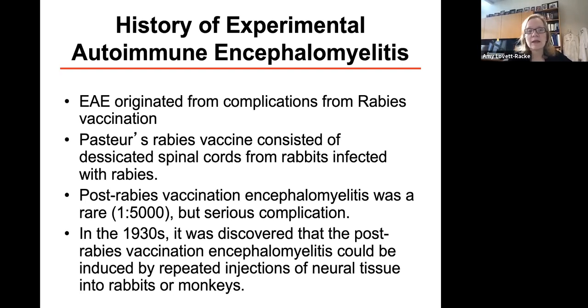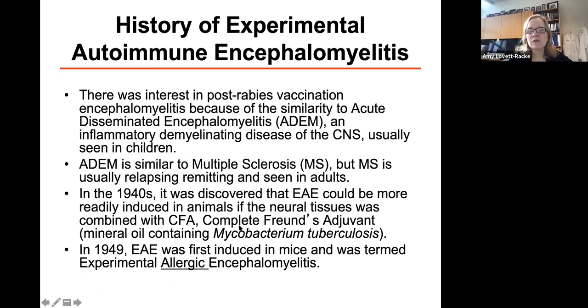So, a physician in the early 1930s actually started looking at this, and took immunized animals with either virus or just the CNS tissue alone. And what he found was that there was the same incidence of this encephalomyelitis, whether the virus was present or not present in the CNS tissue.